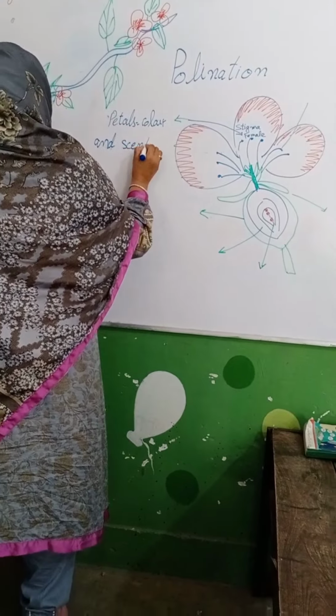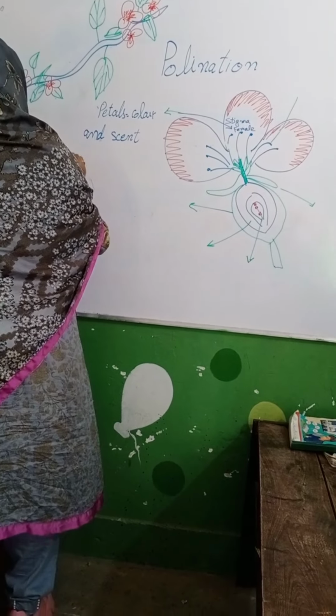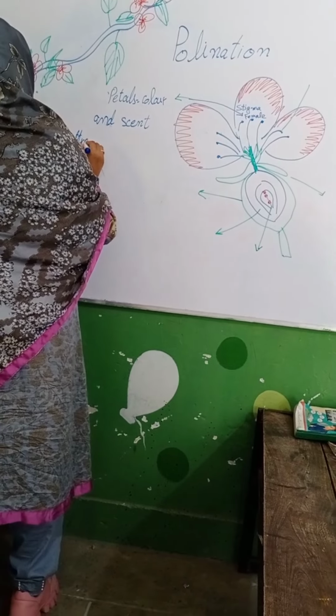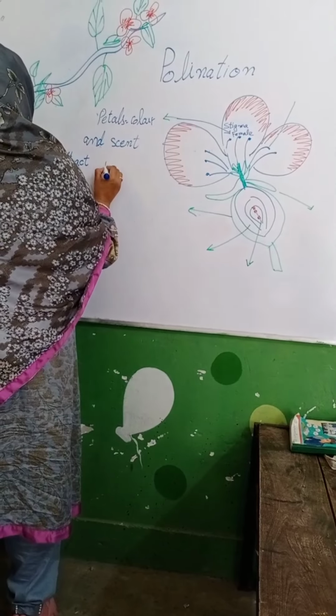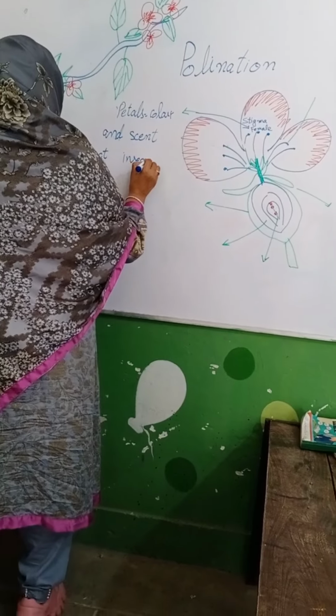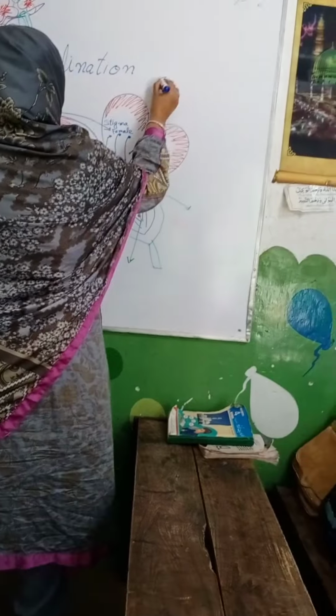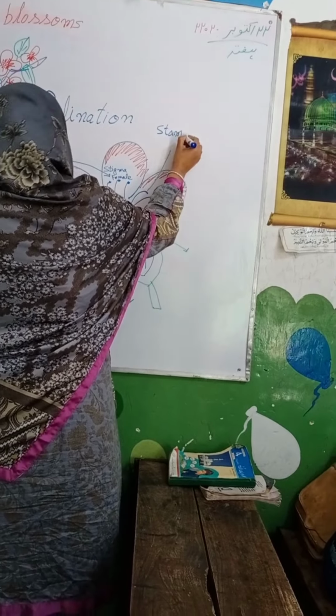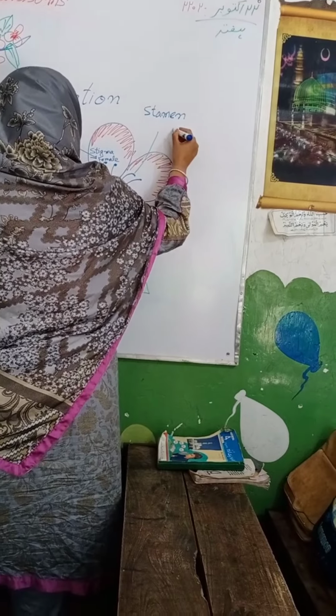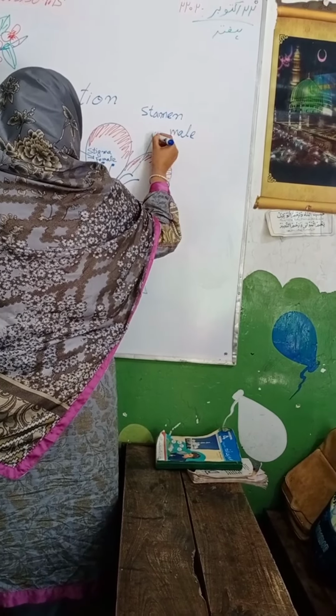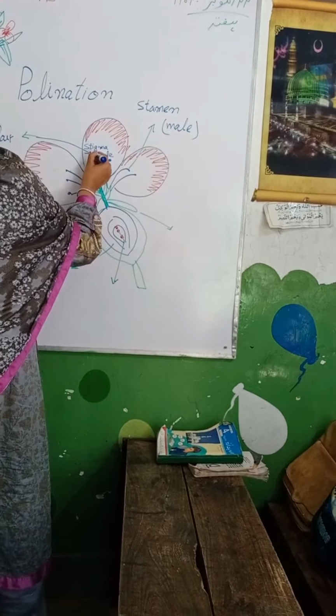Petals, color and scent attract insects. Female: stigma. Male: stamen. Pistil, carpel, ovary, ovule: female. Sepals, leaf-like coverings that protect the bud as it develops.